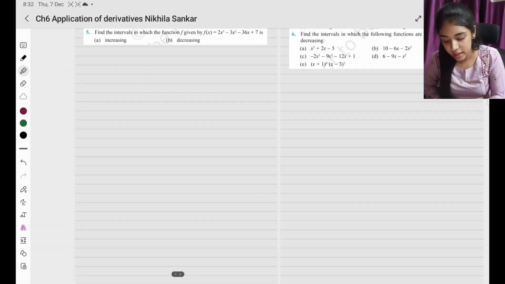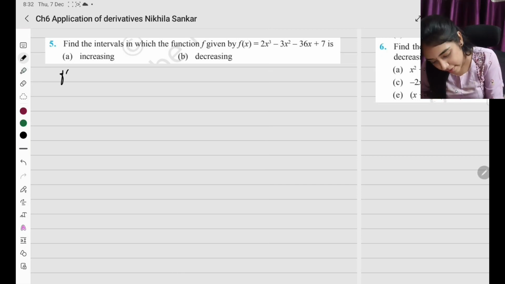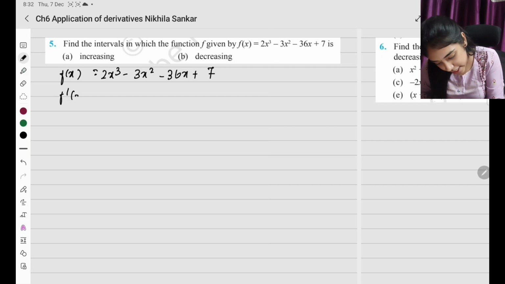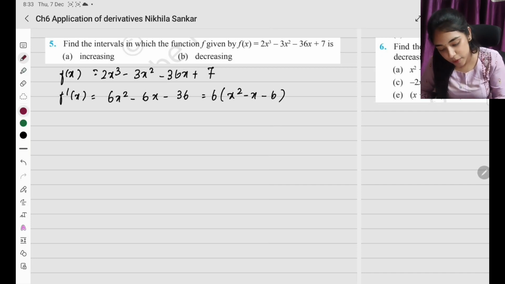Okay. Question number 5. Find the intervals in which the following function is increasing or decreasing. So let's start solving. So I have f of x equals 2x cube minus 3x square minus 36x plus 7. So f dash of x is going to be 6x square minus 6x minus 36. When I take the 6 common, x square minus x minus 6. So it was splitting the middle term. So I need to get the product to be minus 6 and sum to be minus 1.